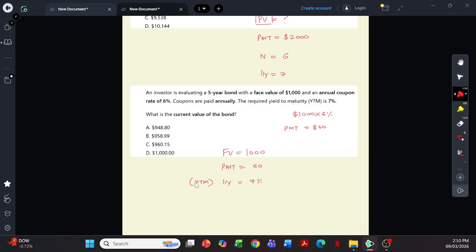YTM is a single discount rate that sets the bond's future cash flows equal to its present value. It is a rate that we use to calculate the bond's expected return. Okay, and N is going to be 5. And now we're just going to simply calculate the present value. So it's going to be 1,000 as the future value, 60 as the payment, 7 as I/Y, 5 as N, right? And compute PV. So I get the answer is 958.9.